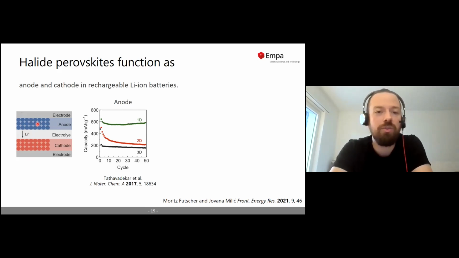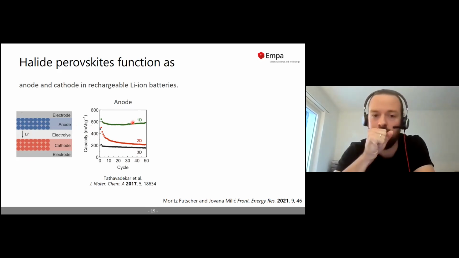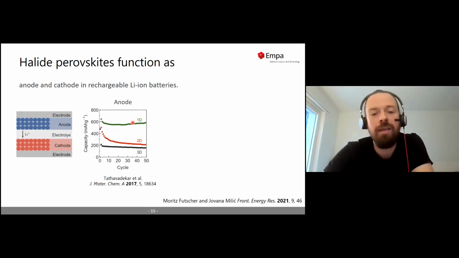And perovskites have actually been used, for example, as an anode, which is shown here, where these authors showed different perovskite materials by reducing the dimensionality from 3D, 2D, and 1D. They could use this as an anode for lithium-ion batteries with very high capacities. So this is now 600 milliamp hour per gram. And to put this into reference, graphite, which is the most commonly used anode material at the moment, has 370 milliamp hour per gram. So this seems very good.